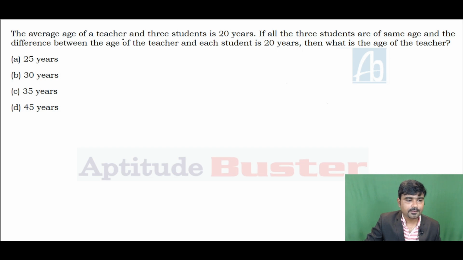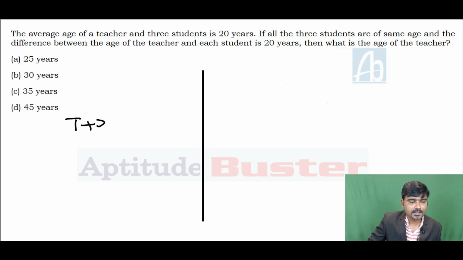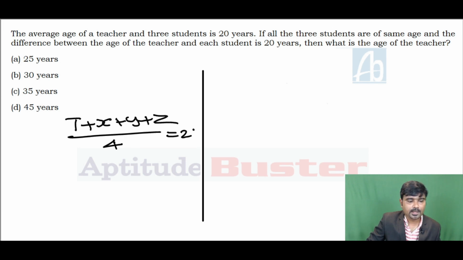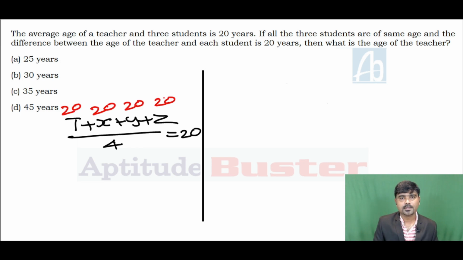The average age of a teacher and 3 students is 20 years. If all the 3 students are the same age and the difference between the age of the teacher and each student is 20 years, then what's the age of the teacher? In this question, I am going to explain 2 methods. The first is the simplest logic. T plus X plus Y plus Z divided by 4 is equal to 20.